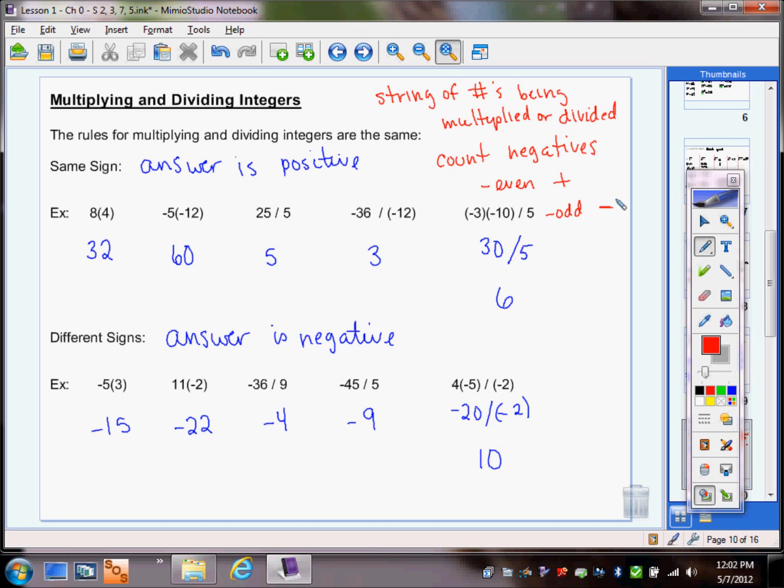So this is nice because it means that you don't have to try to keep track as you're going down the list of positives and negatives. You can look at the whole list, count your negatives, and go, okay, my answer is going to be positive. And then you can ignore it from there on. You can just multiply or divide. Same thing if you count it all up and you go, okay, my answer is going to be negative. Then you can just do all your multiplication and division and just know that when you write it down, you make it negative. It saves you from making mistakes along the way.